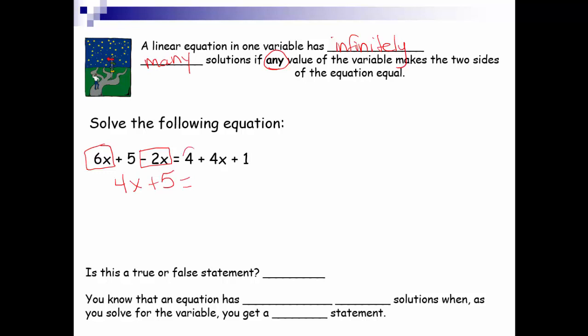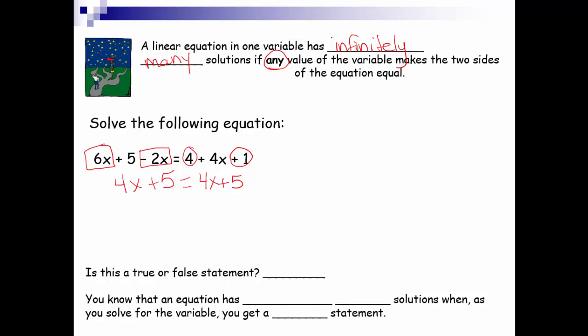Now I'm going to look at the right side of my equation. I have a constant of 4 here and a constant of a positive 1 here. So that makes a constant of 5 if I put those together. And they're all positive, so it's a positive 5. And I have this 4x that I can't combine with anything because there are no other x's on the right-hand side. Now let's look at what we have left. We have 4x plus 5 equals 4x plus 5. They're equal to each other. So what does that mean?